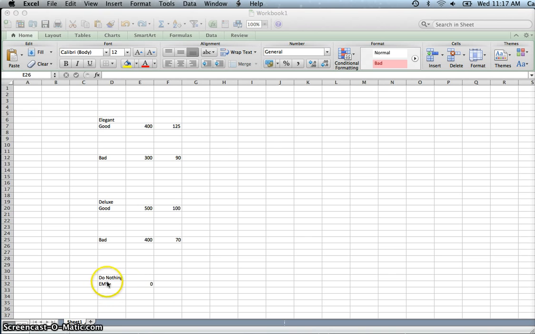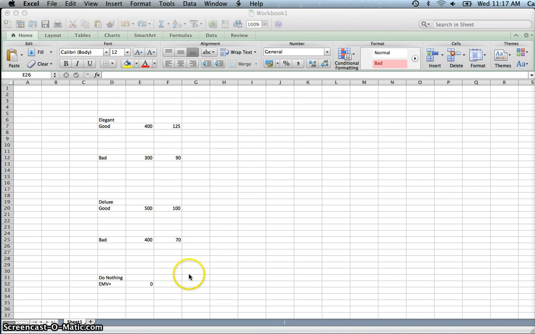Of course, the expected monetary value of that is pretty straightforward. It's zero. Nothing ventured, nothing gained. But you want to consider that if both of these are negative, in regards to profit, then we better do nothing. But he has two outcomes for each one of these. So he could do the elegant print, and if the market's good, he feels like he can sell 400 of those at $125. If the market is bad, he feels that he can only sell 300 at $90. If he decides to do the deluxe one, if the market's good, he can actually sell 500 of those at $100, and if the market's bad, 400 at $70.